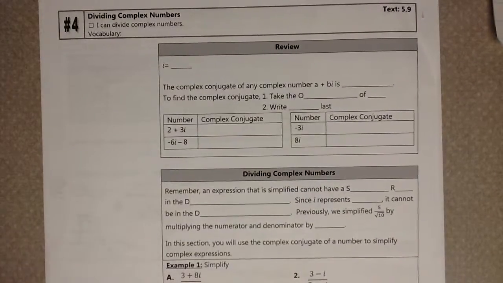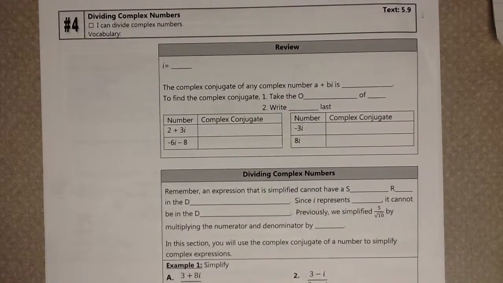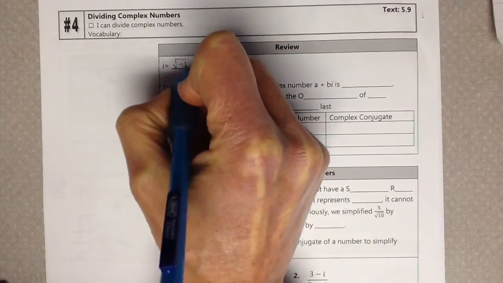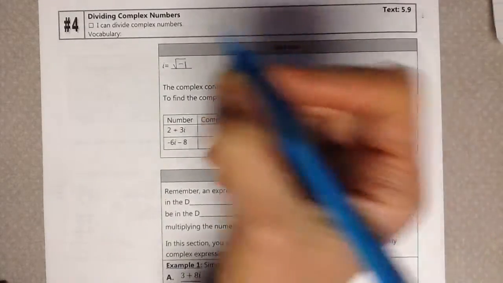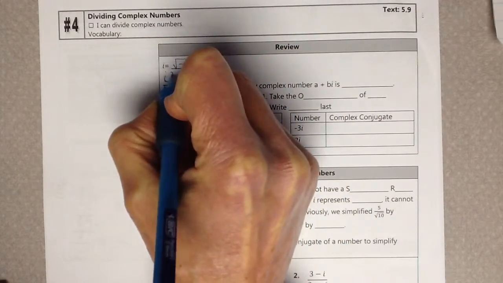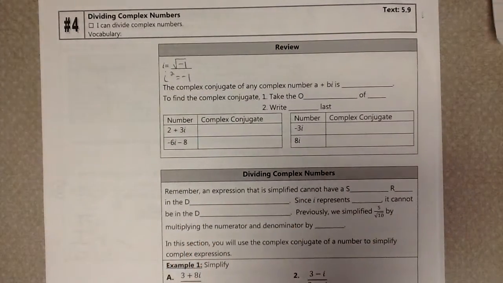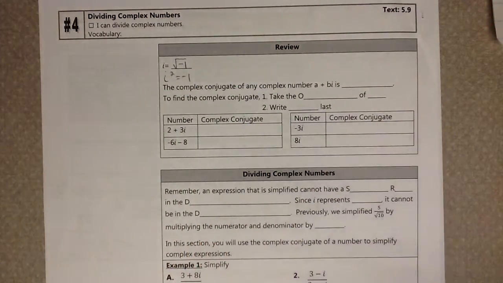In section 59A, we're going to go over how to divide complex numbers. So the first thing I want to remind you about is that i equals the square root of -1, and also, i squared equals -1. Two very important things to keep in mind when we're adding, subtracting, multiplying, and dividing.